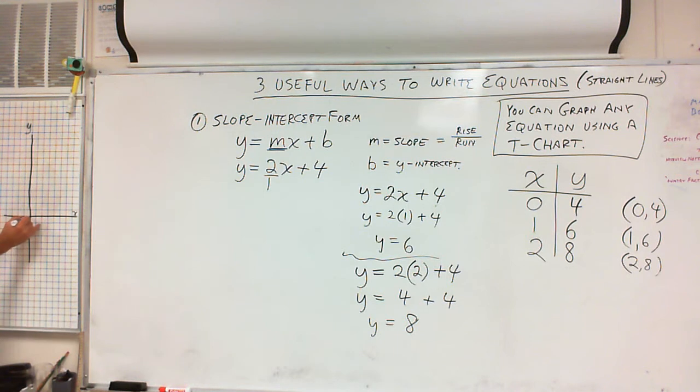0, 4. 0 means I don't go left or right at all. I just go up 4: 1, 2, 3, 4. The next one is 1, 6. I go to the right 1 and up 6: 1, 2, 3, 4, 5, 6. So I put a dot. And then 2, 8. From here I go over 2 and up 8: 6, 7, 8. Put a dot. And I have a straight line. Look at that. And I just graphed it.